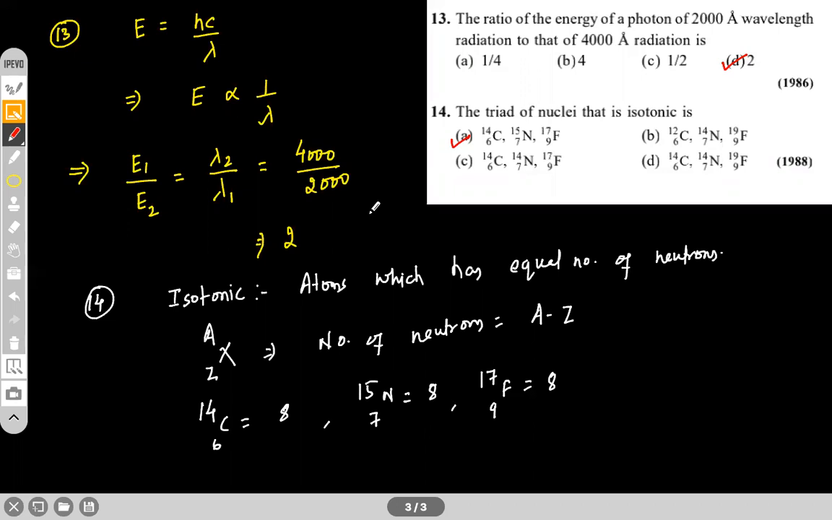If you look at the others, 12 minus 6 is 6, 14 minus 7 is 7, not possible. 14 minus 6 is 8, 14 minus 7 is 7, not possible. Hence, D is also not possible, right? So option A is correct in this one. Isotonic is equal number of neutrons.